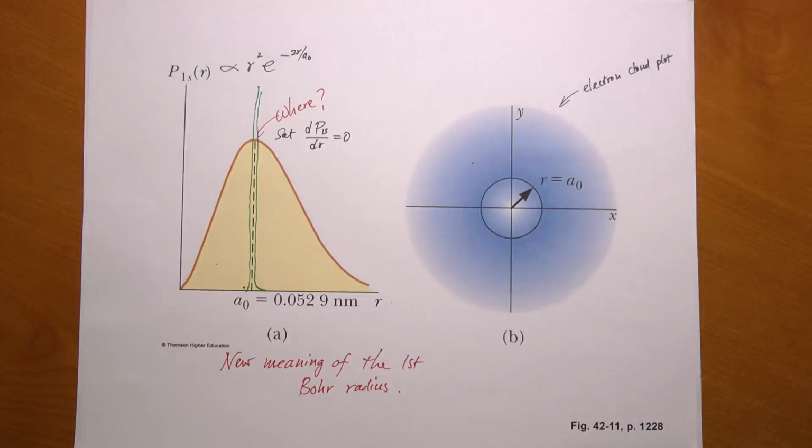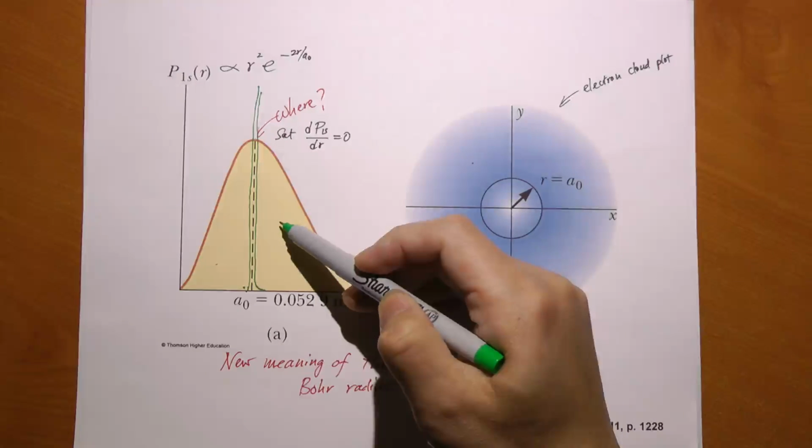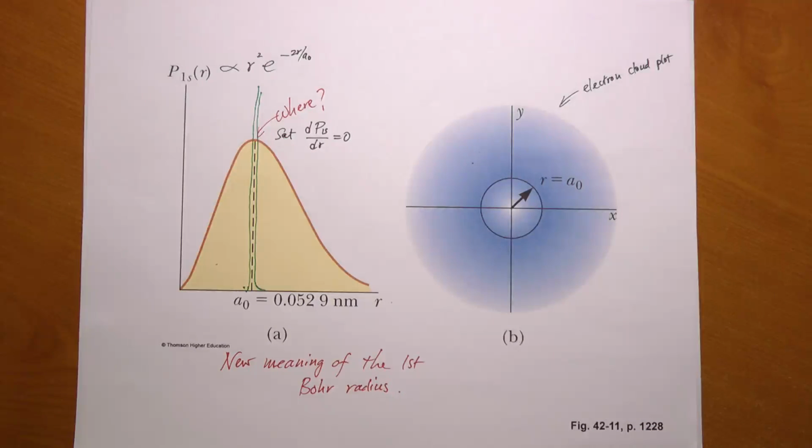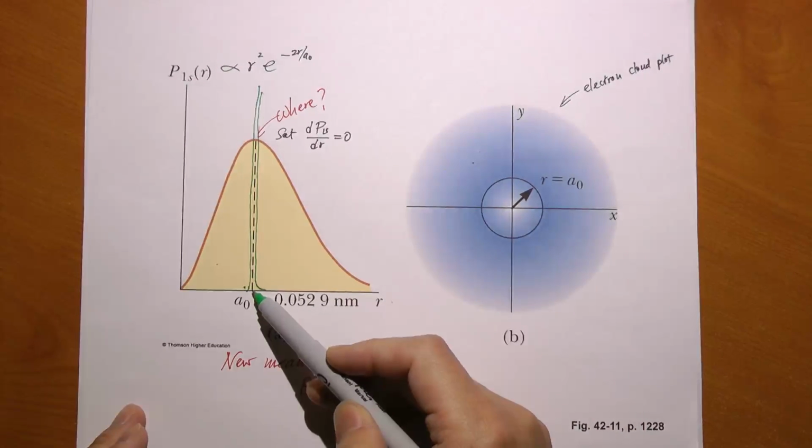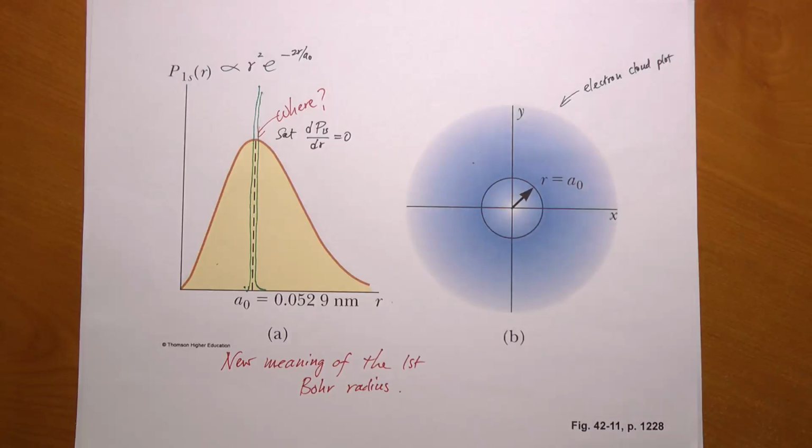So again, in the next page, we're going to calculate two things. One is the mean distance between the electron and the proton. We expect it to be somewhat greater than a0. And the second thing is the chance of finding this particle somewhere between 0 and a0. We expect it to be somewhat less than 50%. Let's see if that's the case.